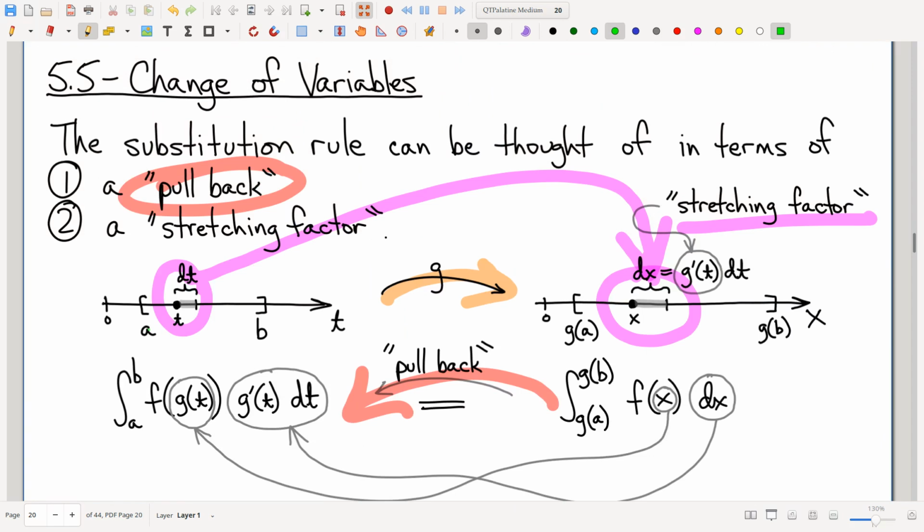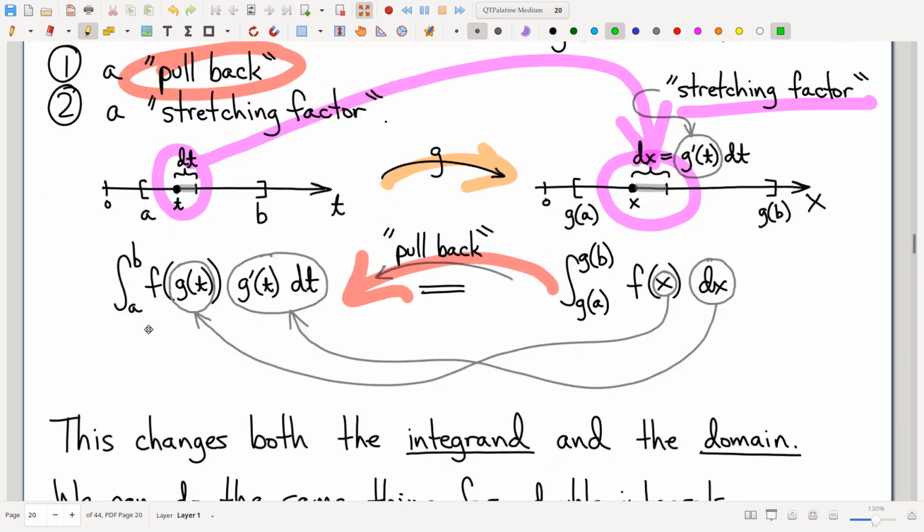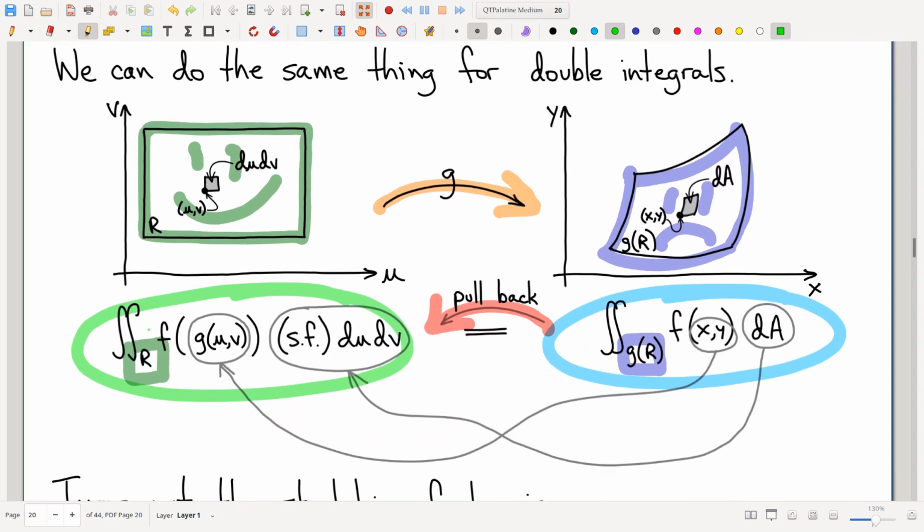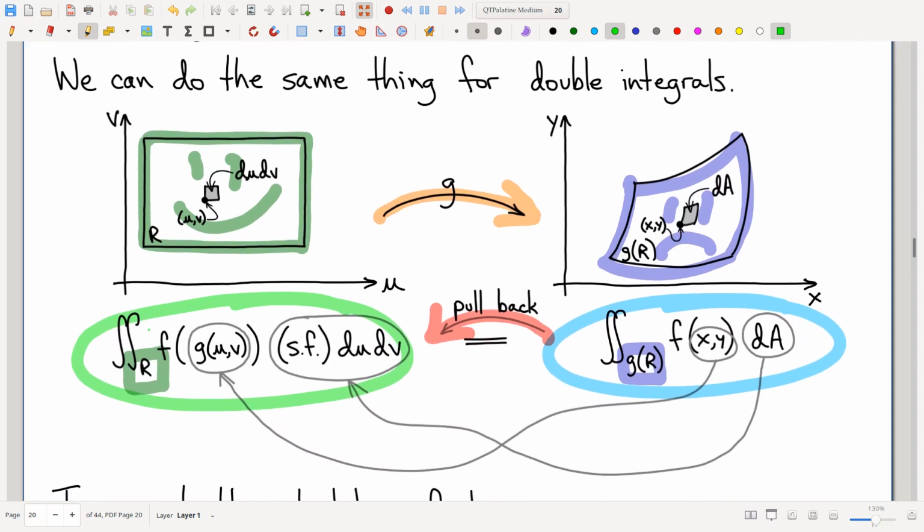Yeah, totally. So this is the single variable substitution, and this is literally just a double integral version, a double integral analog of substitution. Absolutely. Yeah. All right. Details to follow, of course.